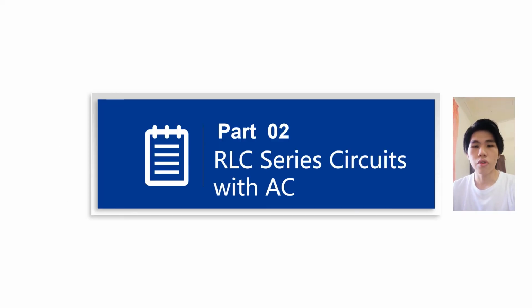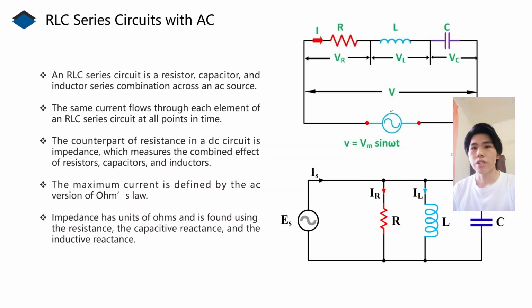Now part 2 is the RLC series circuit with AC. So what is an RLC series circuit? An RLC series circuit is a resistor, capacitor, and inductor series combination across an AC source. The same current flows through each element of an RLC series circuit at all points in time. The counterpart of resistance in a DC circuit is impedance, which measures the combined effect of resistor, capacitor, and inductor. The maximum current is defined by the AC version of Ohm's law. Impedance has units of ohms and is found using the resistance, the capacitive reactance, and the inductive reactance.